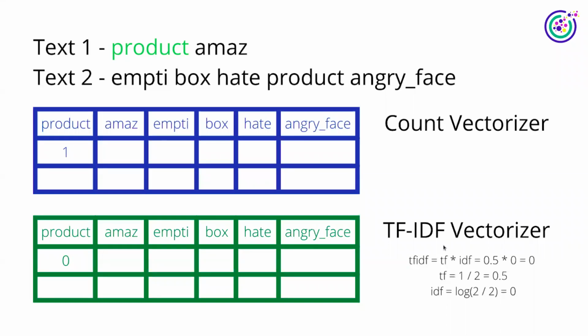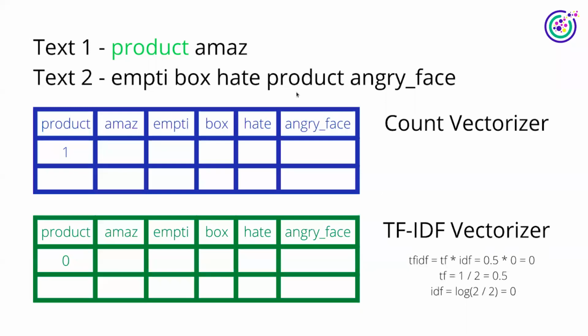And for TF-IDF, it becomes zero. Now this is very interesting, since this is not usually what you would expect in one go after learning about TF-IDF. So let's say you have the term frequency of 1 by 2. The length of the sentence is 2, and the number of times product occurs in the sentence in text 1 is 1. So term frequency becomes 0.5, but IDF becomes 0.